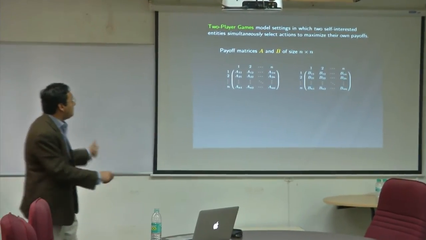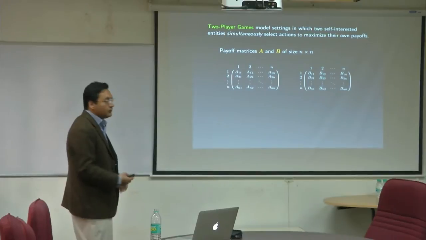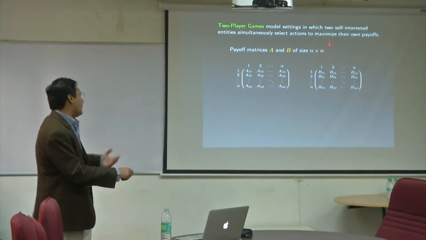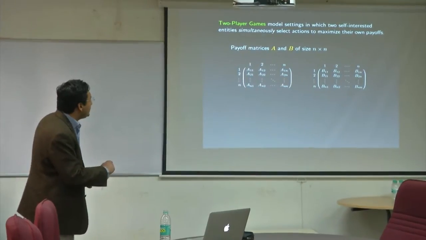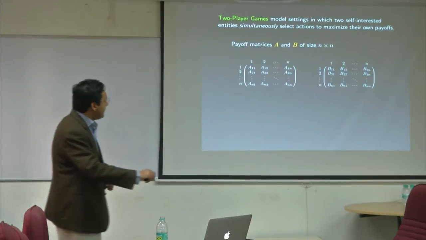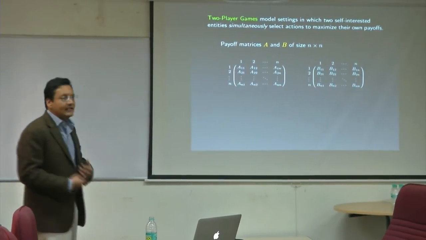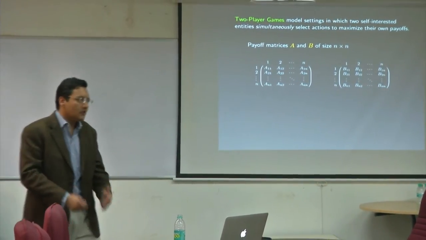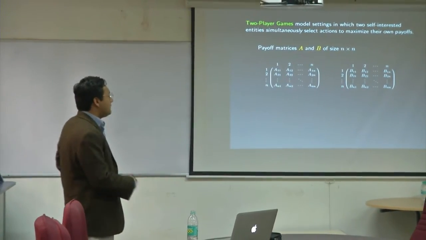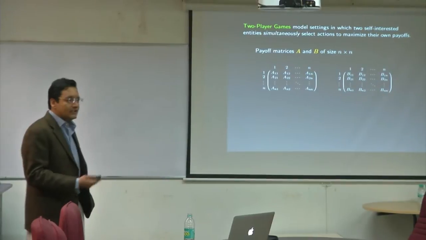Throughout the talk, I'll use matrices A and B to represent the payoffs of the two players. So both players, in generality, have n actions, and I have this matrix A that lists out the payoff of the first player, and I have this matrix B that lists out the payoffs of the second player. So first player plays action i, second player plays action j, payoff of the first player is Aij, payoff of the second player is Bij.